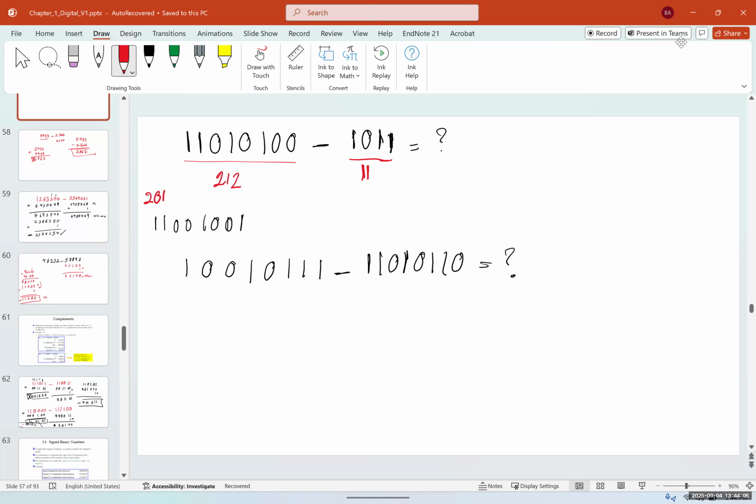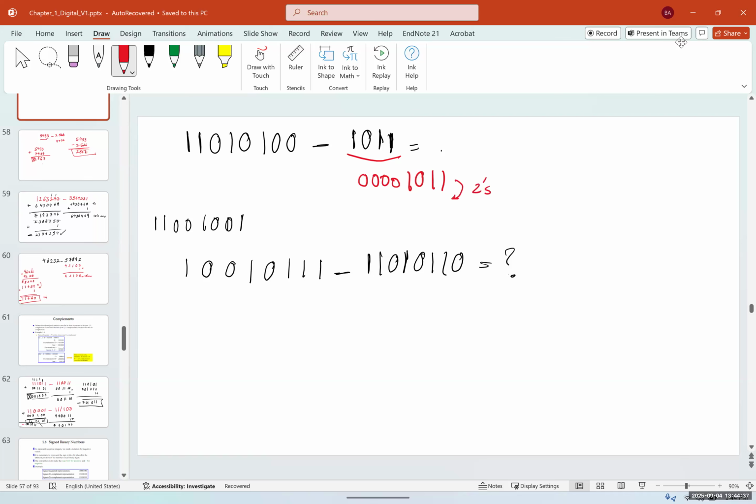Okay, now let's do it in binary. I just want to show you this so you can double check it at the end. So we're going to keep the first number, and then we want to find the 2's complement of the second number. How many digits do we have? 1, 2, 3, 4, 5, 6, 7, 8. Now I would find the 2's complement for this.